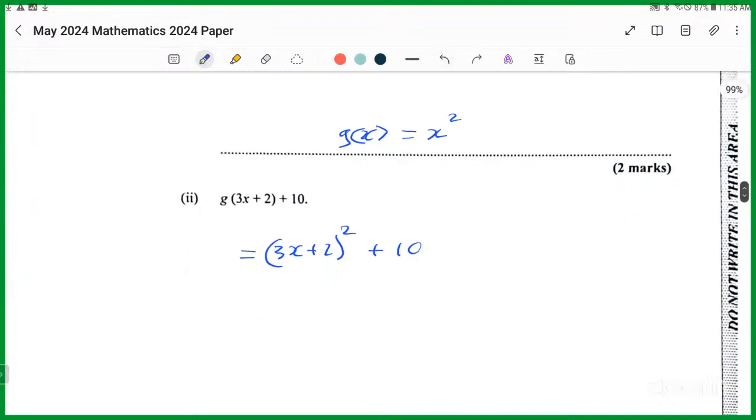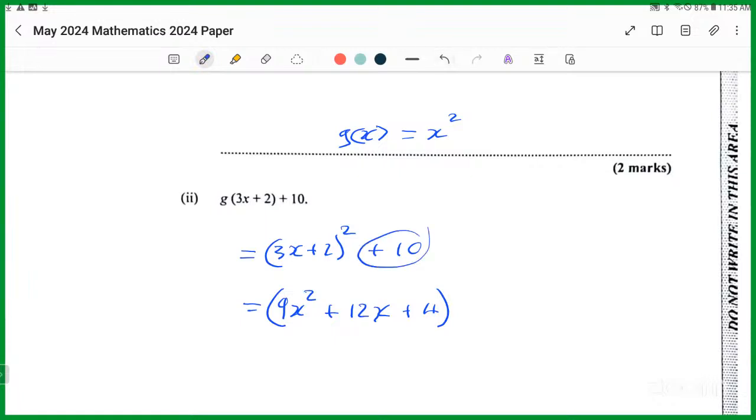Remember, when we expand a perfect square, you get 3 terms. So the first term squared is 9x squared. Then you get twice the product of the two terms. How do we do that? Multiply these two things first. That's 3x times 2 is 6x. And then you double that to 12x. It's plus 12x. And then the second term squared is 4, because this 2 squared is 4. That's what we get when we expand this bracketed term.